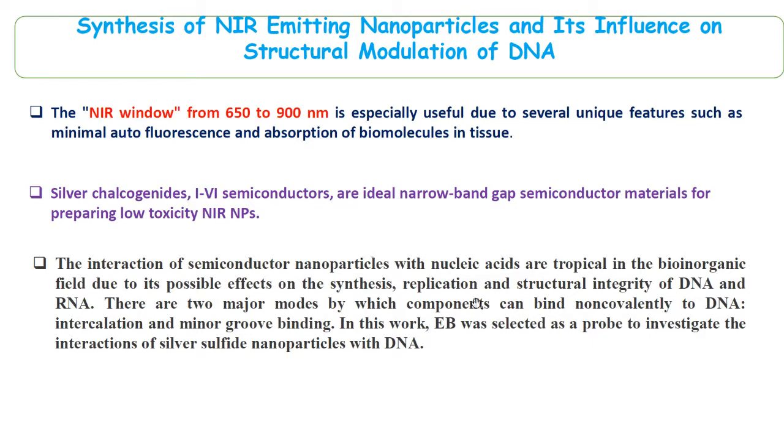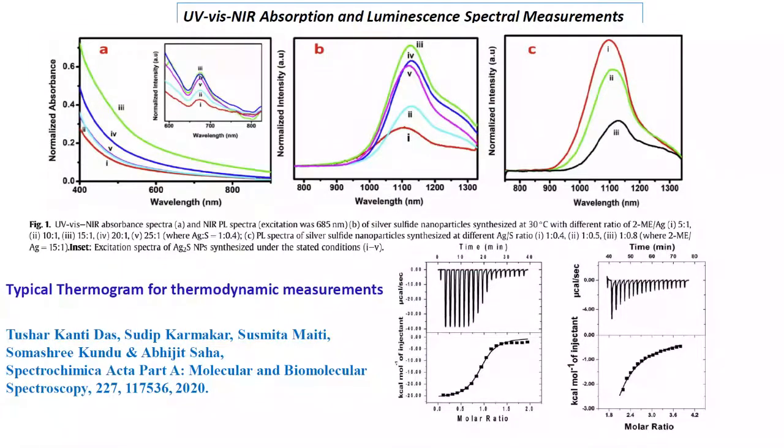And what is the interaction that the DNA has? Ethidium bromide was used as a probe to probe the interaction between silver sulfide nanoparticles and the DNA, because it's well known that ethidium bromide goes and sits between the two DNA strands. There's a kind of change of signal. So they have been able to pick up all the signals for this change using the sophisticated system that they have. They have also tried to look at the thermodynamic measurements.